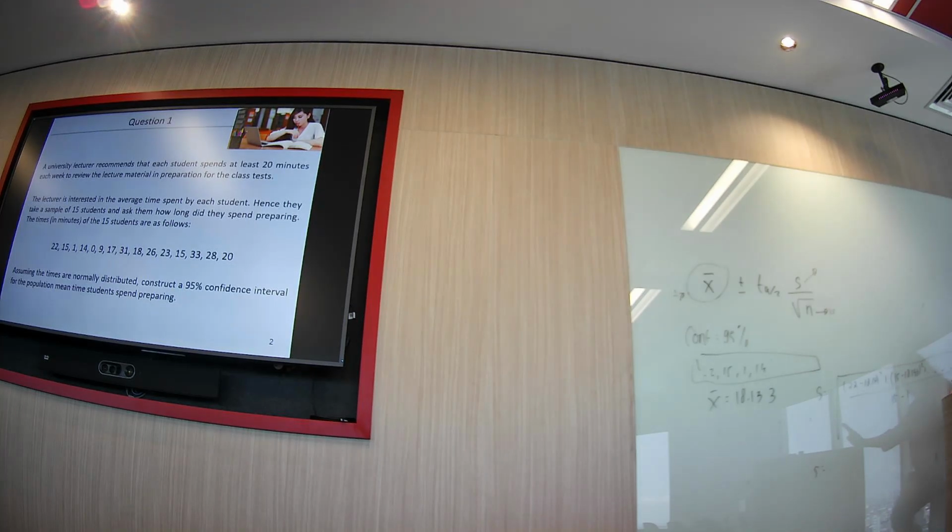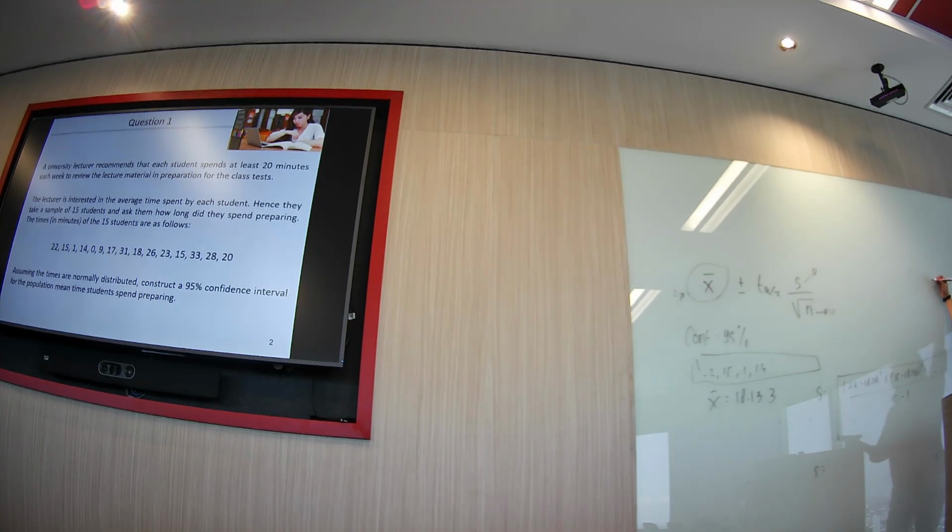Standard deviation. Wait, S is the standard deviation. But why not use the symbol sigma? Sigma is for population. Because the population standard deviation is not known, we use S. It's like x bar and mu. Because this is dealing with the sample, okay?